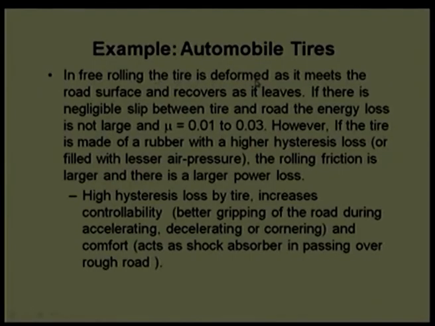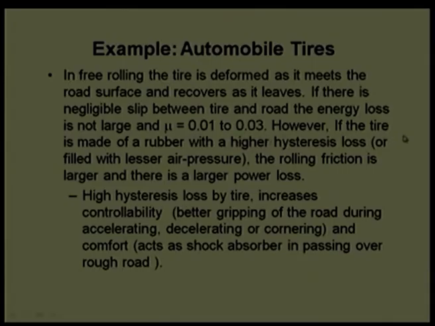That is why this slide shows that in free rolling the tire is deformed when it meets the road surface, but it recovers as it leaves. It is deformed because of the nature of the surface. It is a rubber material and is filled with air, so it will deform to some extent, but it will recover. Now, if we use a good tire material which has low stresses, then energy saving will be very high. If there is negligible slip between the tire and road, then energy loss will not be very large. Roughly, the estimate is a coefficient of friction of 0.01 to 0.03.